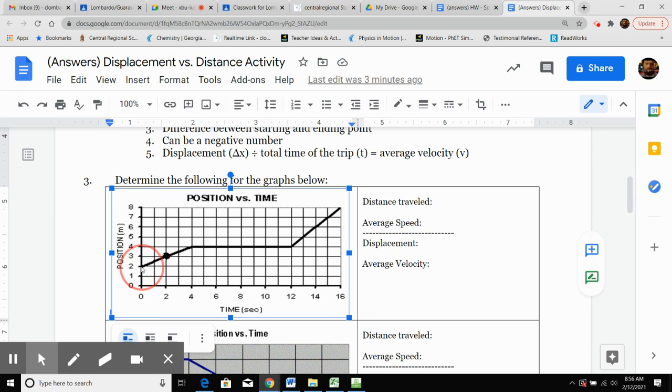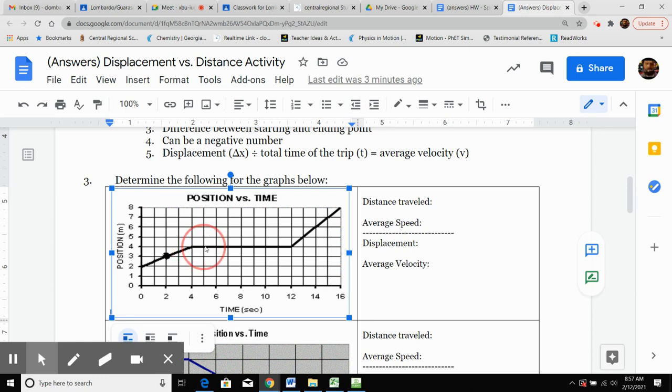That's good to know. Now, we go from 2 up to what? Right here. So at 4 seconds, what position am I at? 4, right? So what you do is you go to that position right there, and then you go over to the y-axis, and you are at 4. So from 0 to 4 seconds, I moved a total of 2 meters. I went from 2 meters to 4 meters.